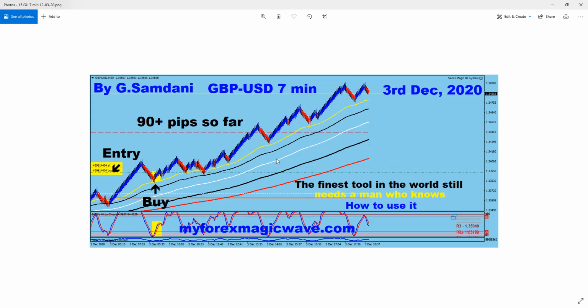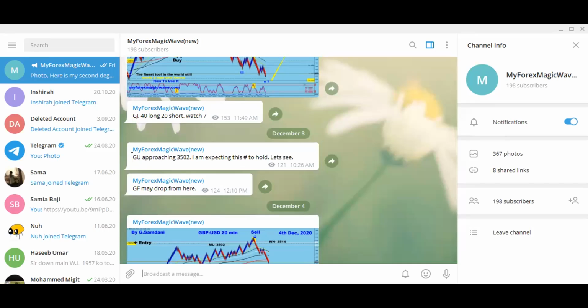Then the next day, I was waiting for it to go up and touch that area and then drop from there, and that's exactly what it did. When it started dropping, I took a short from that area, and I even posted on the Telegram. Let me show you. This is where the Telegram is, and on the 3rd I said, okay, now it is very close, approaching 3502. I'm expecting this number to hold. Let's see. So I was watching it. It went up, hit the area and started dropping, and I was ready for that.